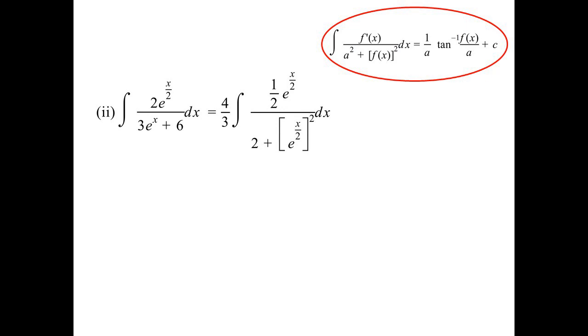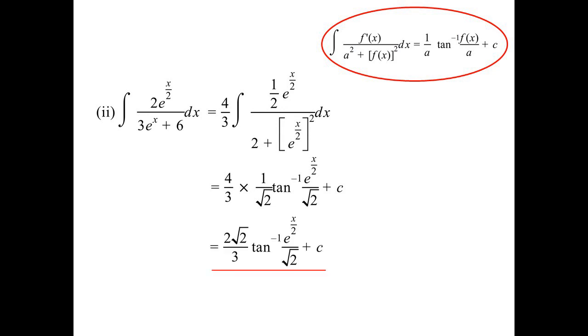Now I've got it in the form, so I can go, all right, 4 over 3, we've got to keep that out there. A turns out to be the square root of 2. So 1 over a inverse tan of the function over a. E to the x on 2 over the square root of 2. And just tidying that multiplication up, there's our answer.